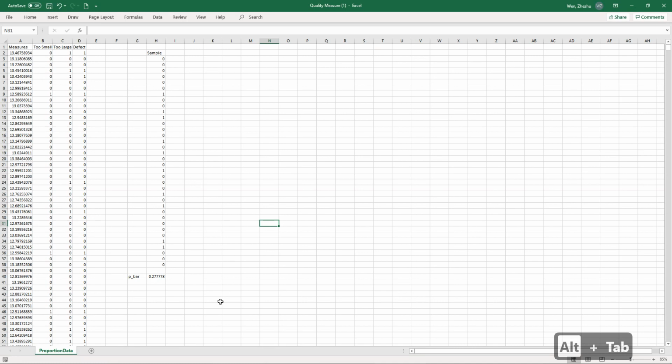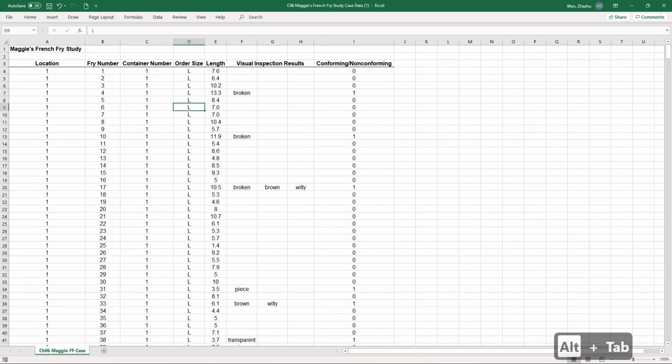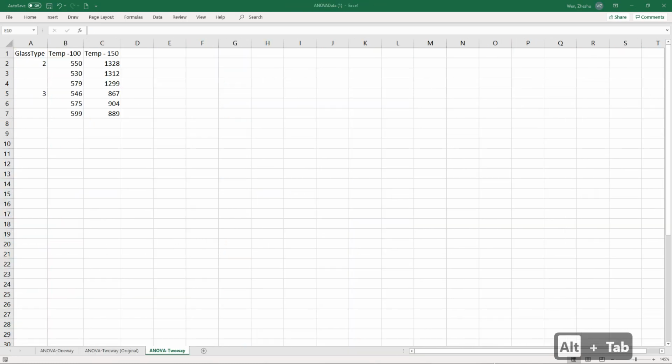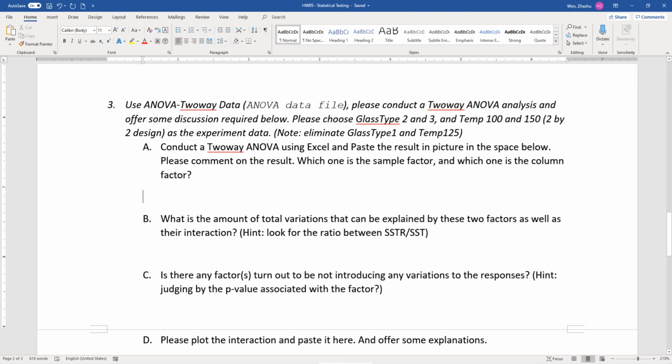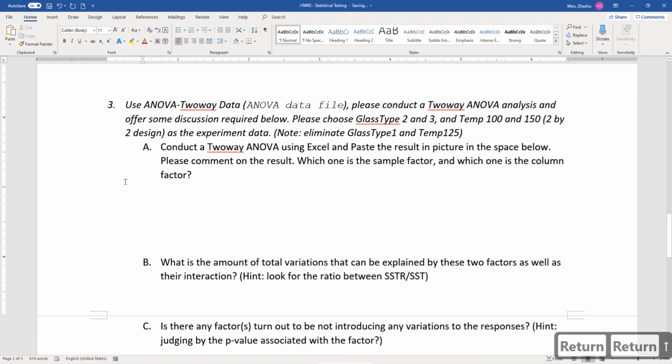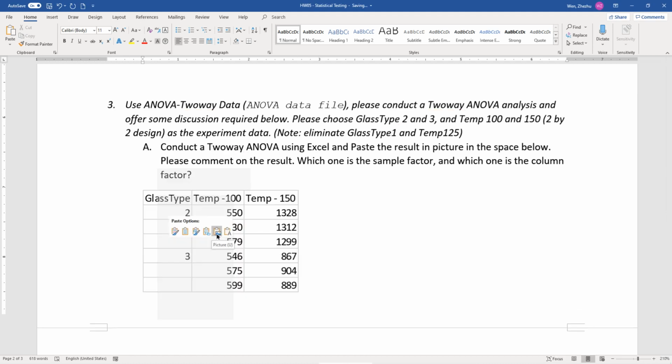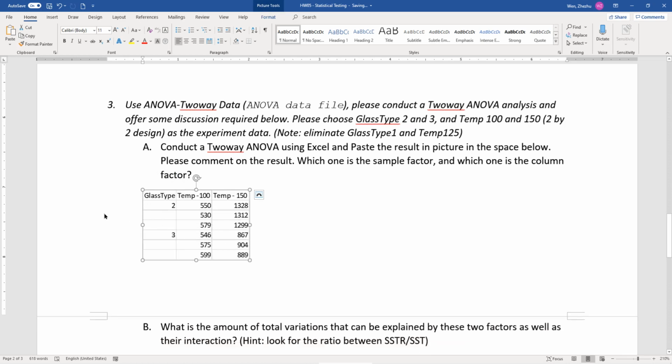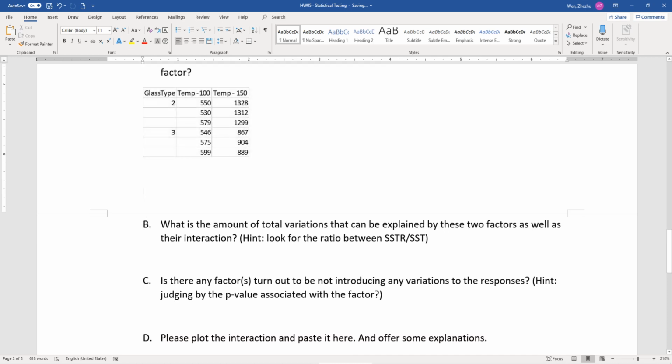One thing is I'm asking you to paste the result as a picture. Some of you have asked me repeatedly, so let me show you briefly what that means. When you copy something from Excel, I'm just copying this back to Word. You can paste it as picture: if you right click, you have a paste as picture option. So this is what I'm referring to. If you do it like this, your report will look very neat and organized.